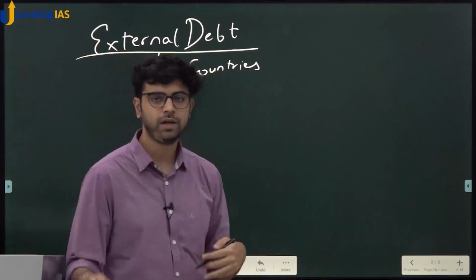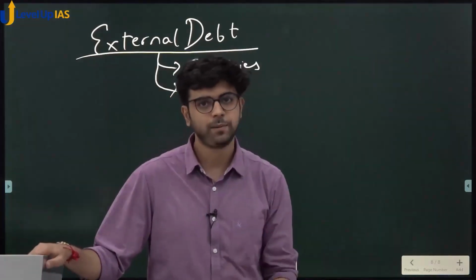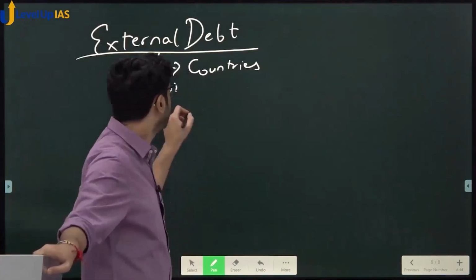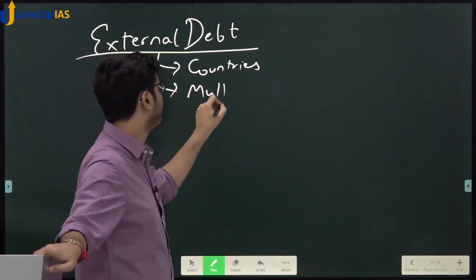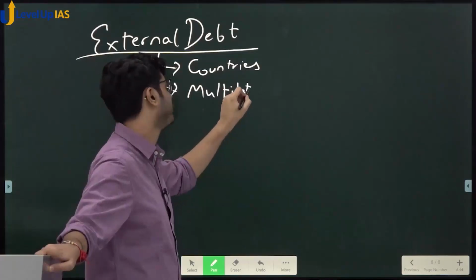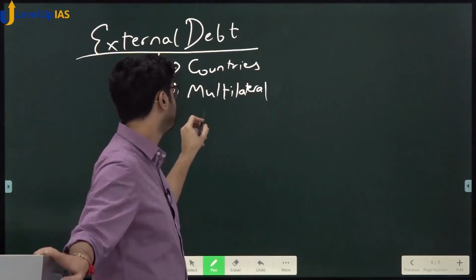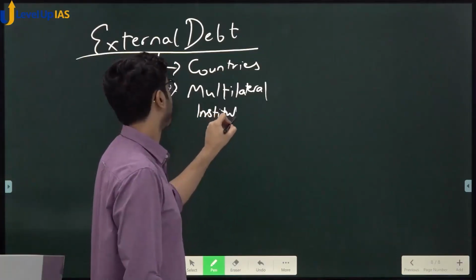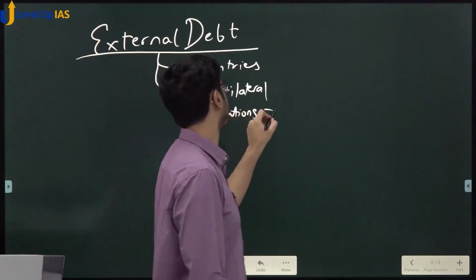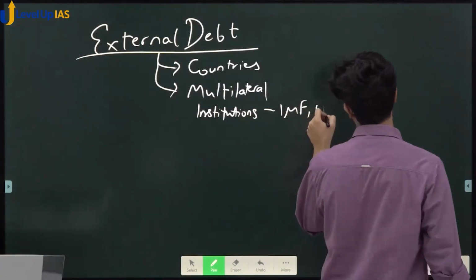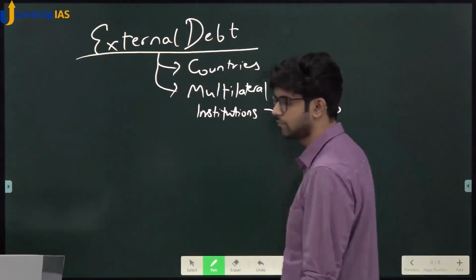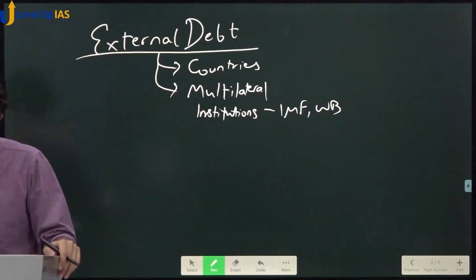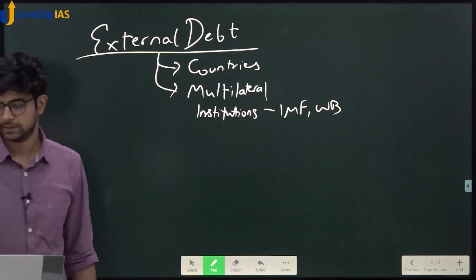Similarly, like we also subscribe to treasury bills by the government, other countries' citizens might also do that. Then multilateral institutions like World Bank and IMF. Multilateral means which operate in a multiple country regime. Multilateral institutions, like IMF, World Bank. Okay?